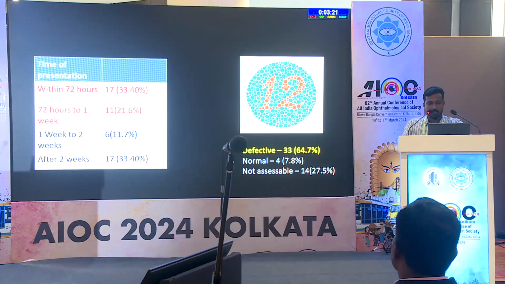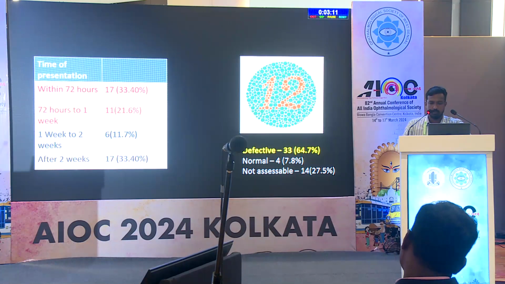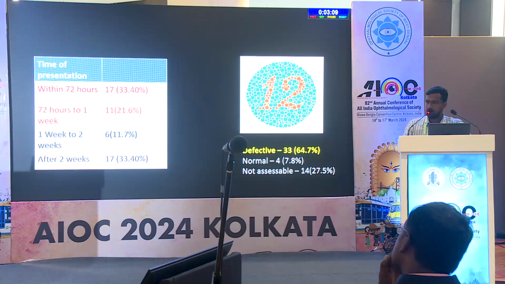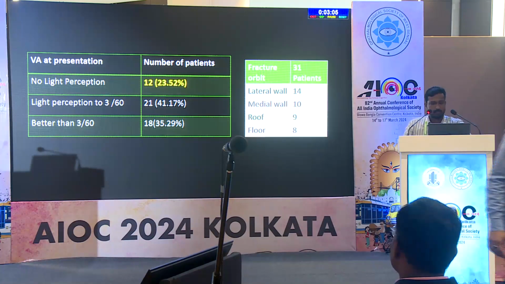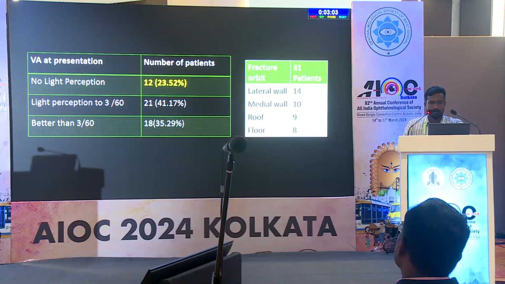Based on time of presentation, 33% of our patients presented within 72 hours of trauma, 21% presented between 72 hours to 1 week. 64% of our patients had defective color vision, and in 27% of patients we were not able to assess the color vision. Based on visual acuity at the time of presentation, 23% of patients had no light perception, 41% had between light perception to 3/60.